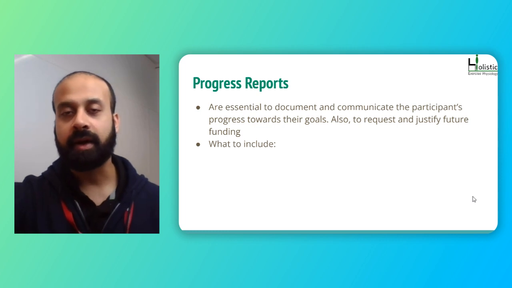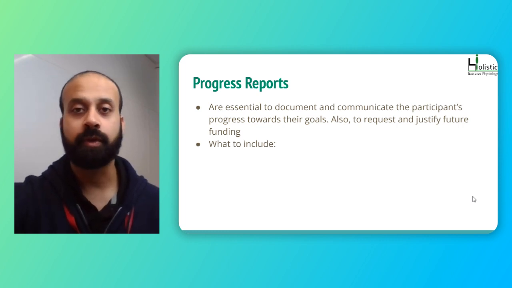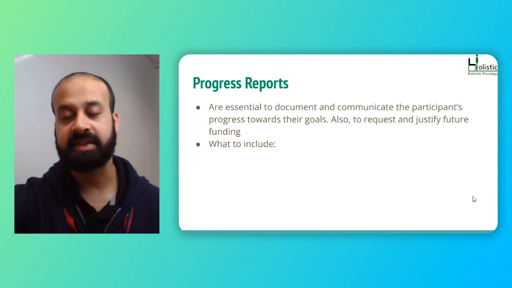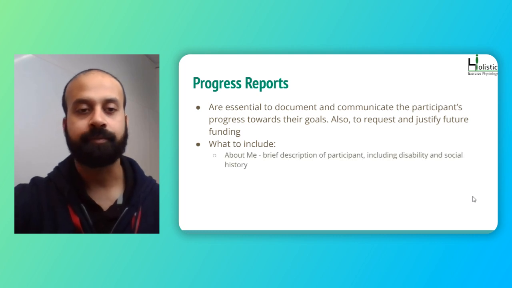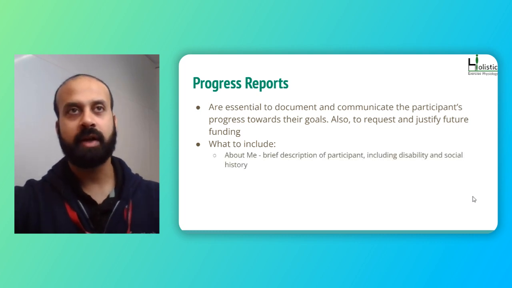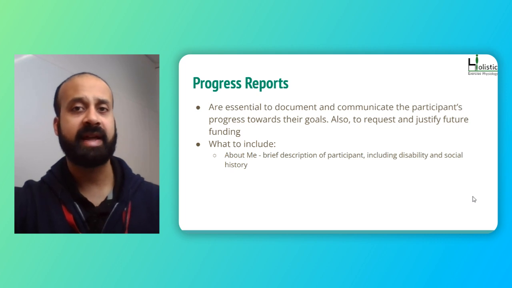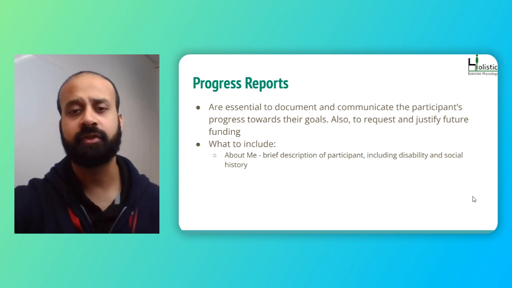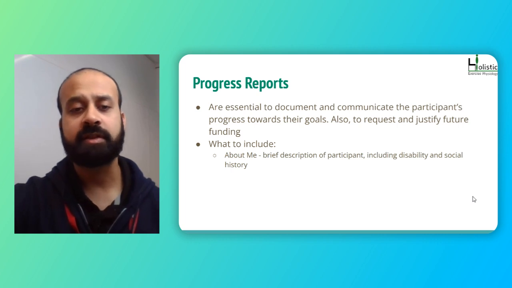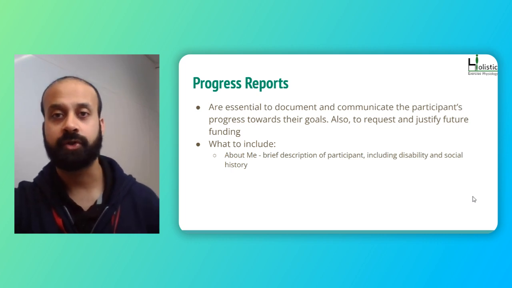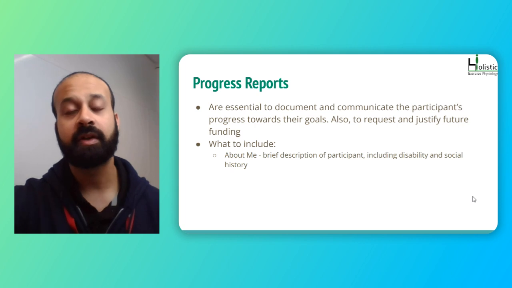So here are some brief guidelines on how we tend to write our progress reports at Holistic Exercise Physiology. We'll start with the same layout as the plan itself. So a little about me section, a brief description of the participant, including the nature of the disability and a little bit of their social history. I think that's really important. So where they live and what they like to do for fun.